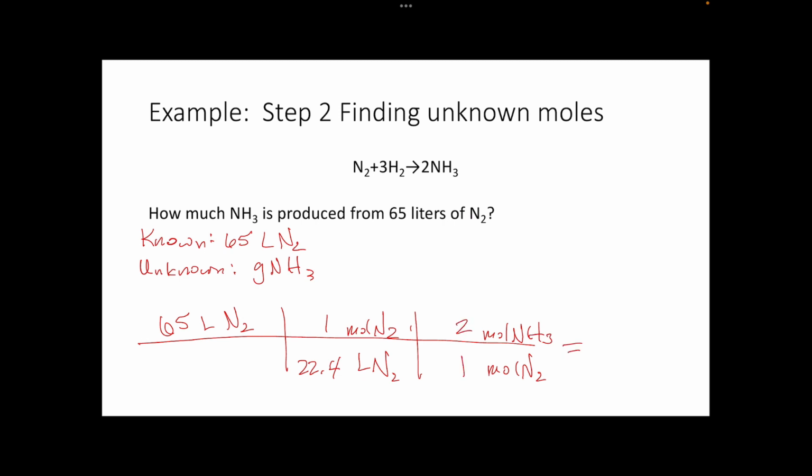All right, go ahead, take 65 divided by 22.4 times 2. We end up getting 5.8 moles of NH3 for this one. Canceling out, making sure everything's correct. That's the final answer.